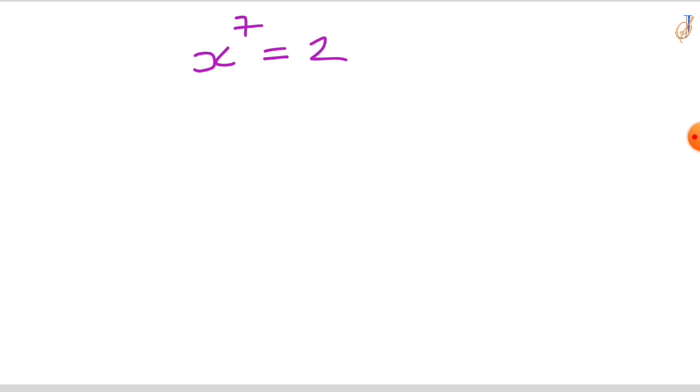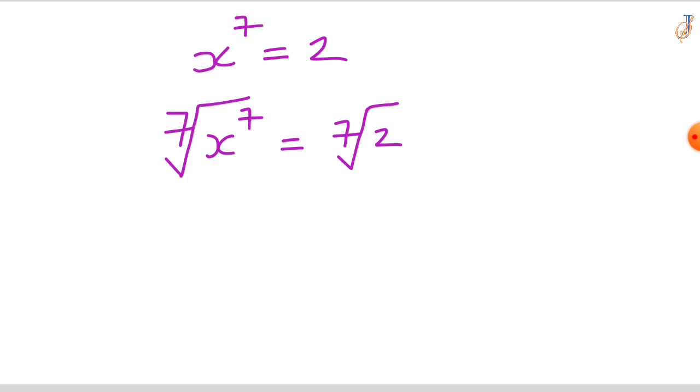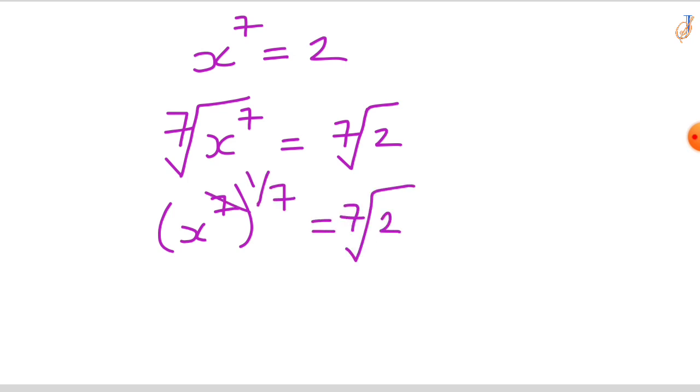If you take the 7th root on both sides, then you will get the 7th root of x power 7 equal to the 7th root of 2. So the 7th root of x raised to the power of 7, we can write this as x raised to the power of 7 whole raised to the power of 1 by 7. So here 7 and 7 get cancelled. So then x equal to 2 raised to the power of 1 over 7. So this is the x value.